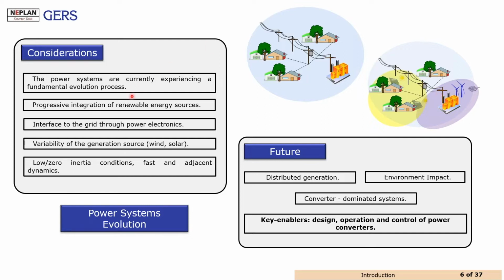Another issue related to the power electronics is that we are getting some challenges like low or zero inertia conditions and fast dynamics. However, for the future, we can enable many opportunities. For example, new distributed generation schemes. The environmental impact would be improved. We are getting some converter-dominated systems. And for that, we have to enable some key enablers: proper design, operation, and control of the power converters.